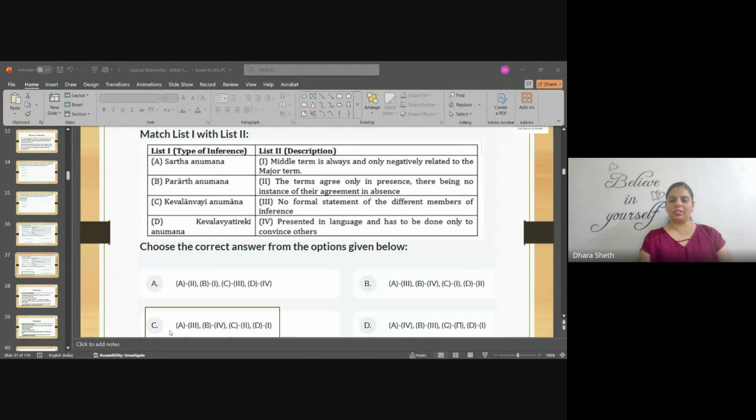Okay, so let's go the other way around. See, Swarthanuman, no formal statement. It's for your own self. Pararthanuman is presented in language and has to be done only to convince other people. Kevalanvayi: the terms agree only in presence, positively. And Kevalavyatireki: the middle term is only negatively related. If it was both positively and negatively related, it would be called Anvayavyatireki.